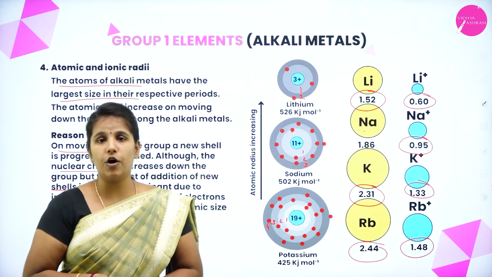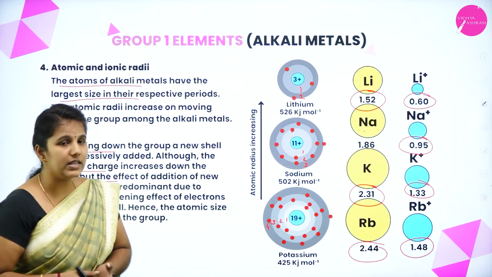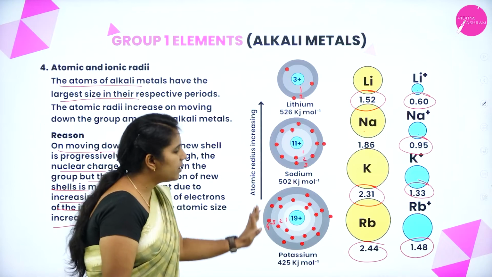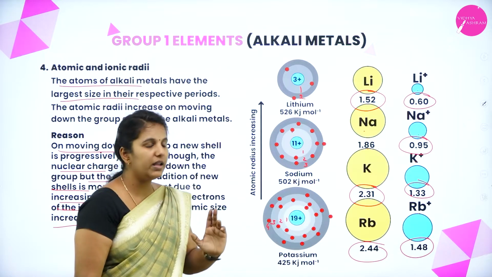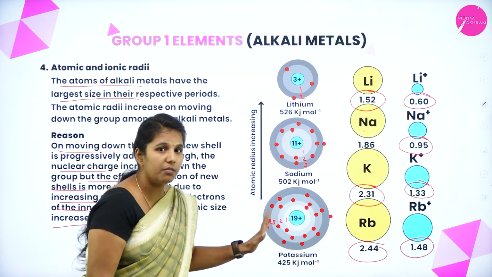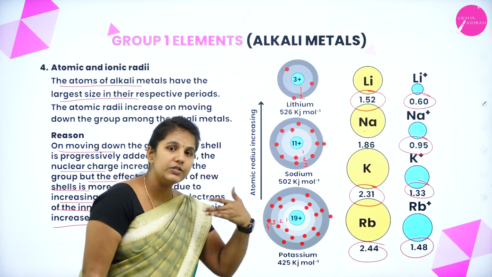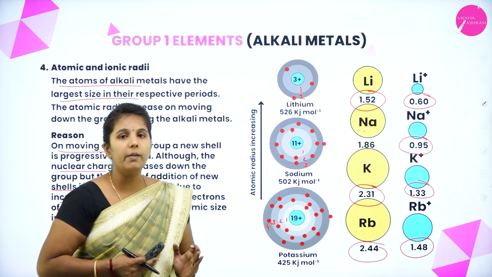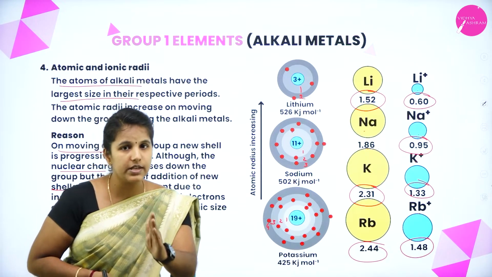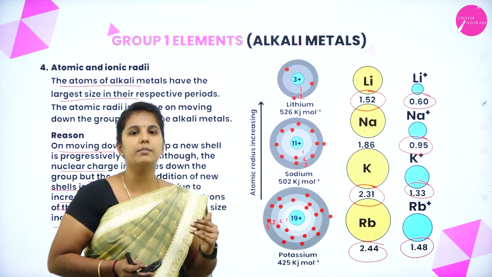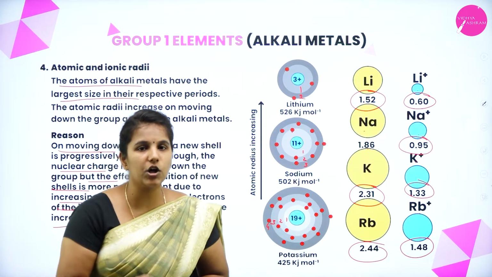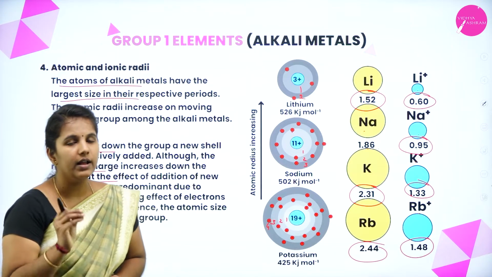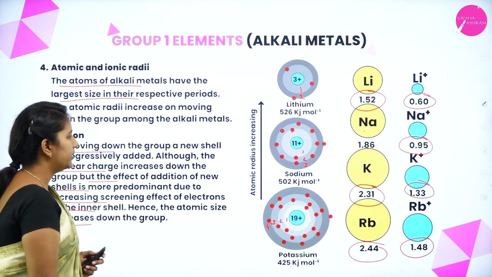This is how we can easily understand that as we move down the group, atomic radii increase only because of the increased number of shells. When the number of shells increases, automatically the distance from the center of the nucleus to the outermost shell also increases. Okay. This explains the atomic radii and ionic radii in the group 1 elements.